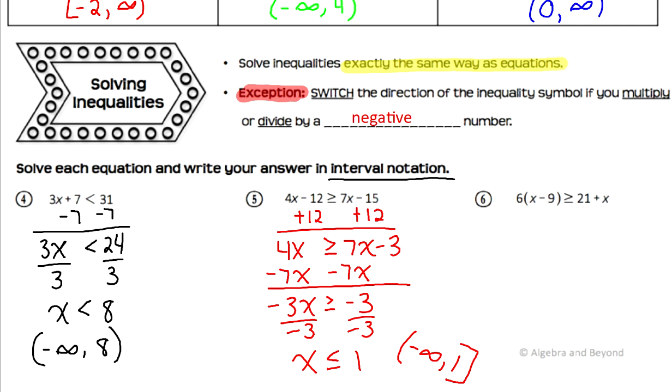Okay, last one here. We're going to start by distributing that 6 into our parentheses. So that's going to give me 6x minus 54 is greater than or equal to 21 plus x.